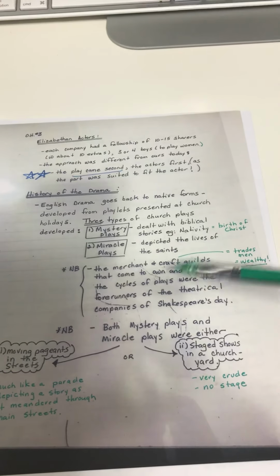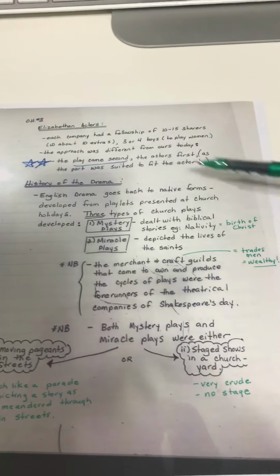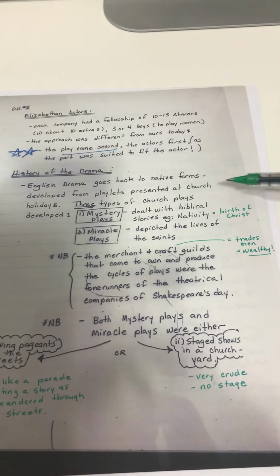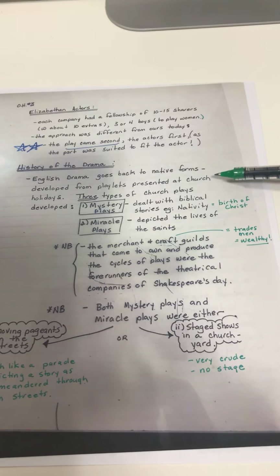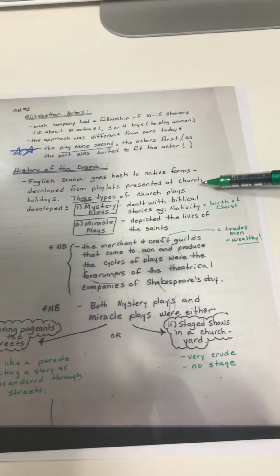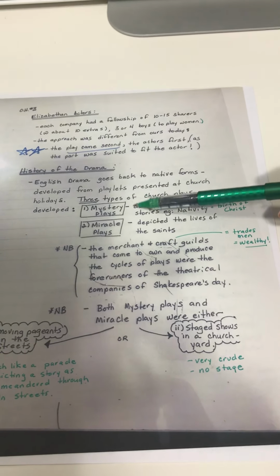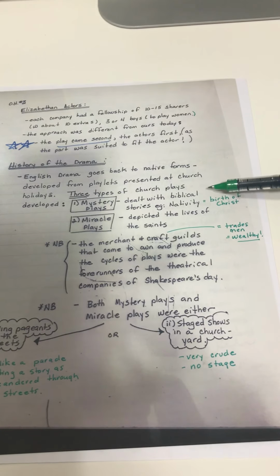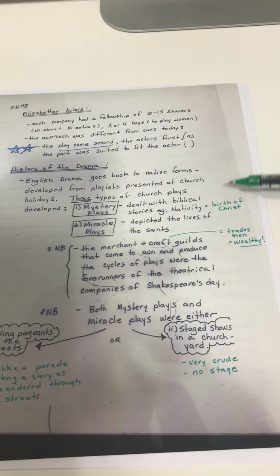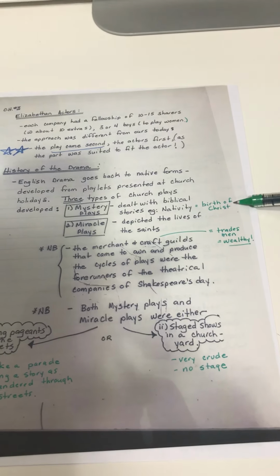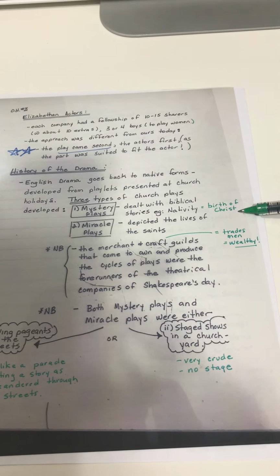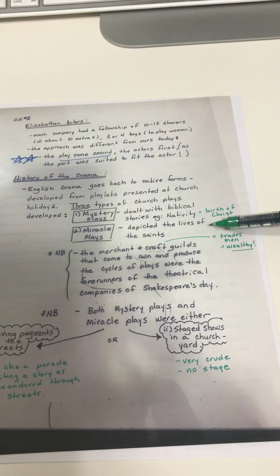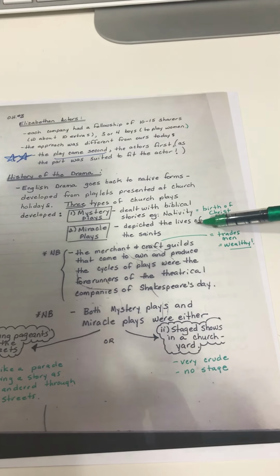A history of drama. English drama goes back to native forms developed from playlets, presented at church holidays. There were 3 types of church plays that were developed. The very first type was called mystery plays. And these plays dealt with biblical stories like the Nativity, which is, of course, the birth of Christ for Christians. The second type were miracle plays, and they depicted the lives of saints.